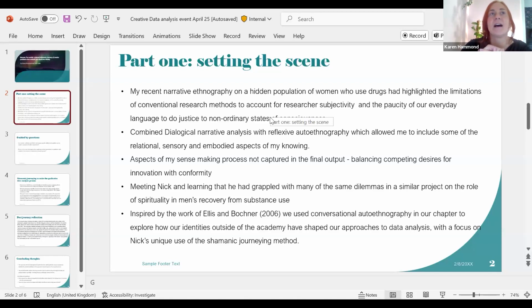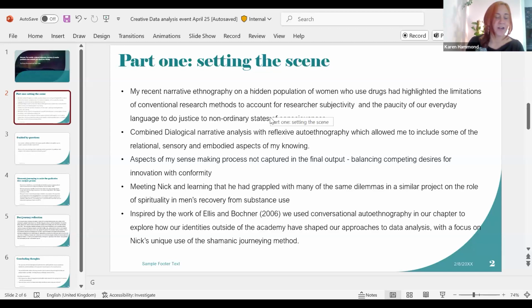So Nick had developed a method of shamanic journeying, and I'll explain what that is in a second. And he had actually used this as a way of making sense of the men's qualitative data within his study as well. So from getting to know each other and from chatting, we realised we had many similarities in our thinking, many questions that we were still grappling with post-PhD. But also there were some clear differences, including the confidence that he had, compared to some of the resistance that I had to including some of these different ways of thinking about the research process.